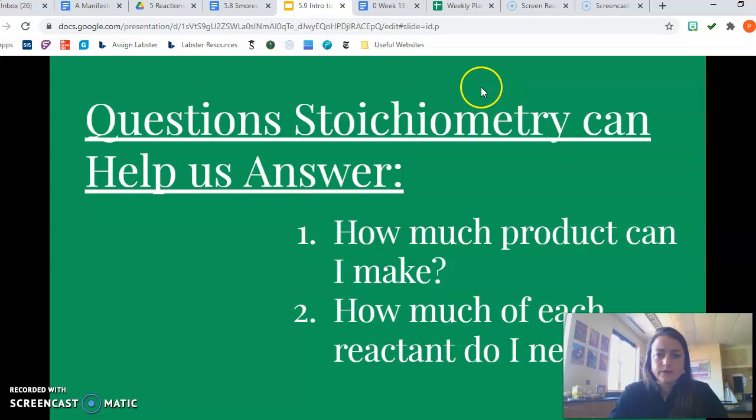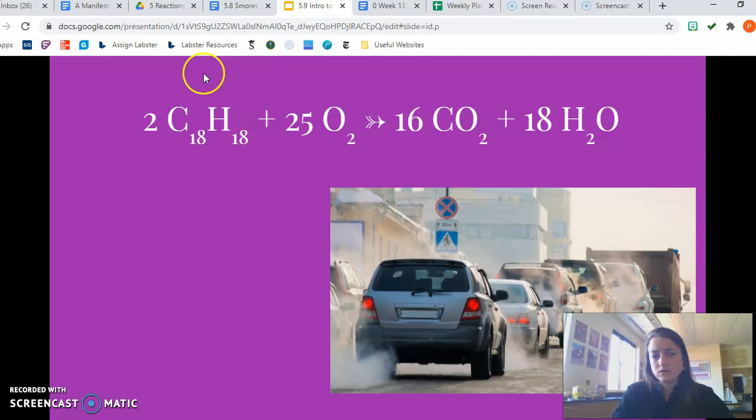So the reason that we might use stoichiometry: there are some things that we might be able to answer by using this process. It can help us answer how much product I can make if I'm doing a chemical reaction given what reactants I have, and how much of each reactant I need in order to make that product. So, just a little equation to get us started. Hopefully you recognize this equation. We've got a hydrocarbon reacting with oxygen gas, and we're forming carbon dioxide and water. That should tip you off to remember that this is a combustion reaction, and this is actually the combustion of octane, which is a component of gasoline.